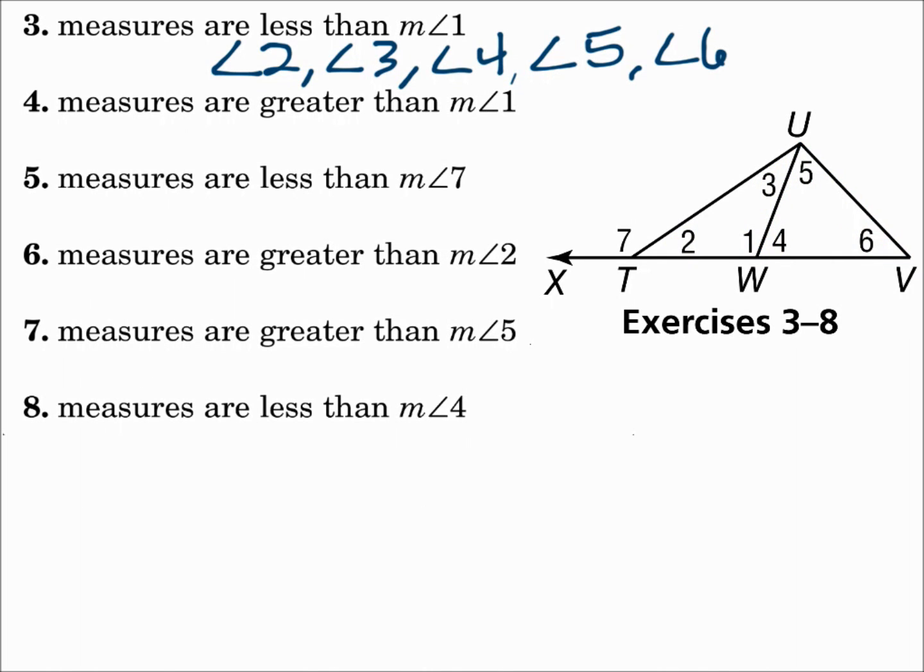What about angles with measures greater than the measure of angle 1? Well, angle 1 is in this triangle, and it's a remote interior angle when angle 7 is the exterior angle. Since the exterior angle is greater than the remote interior angle, then angle 7 has a measure greater than the measure of angle 1. The exterior angle measure is greater than the remote interior angle.